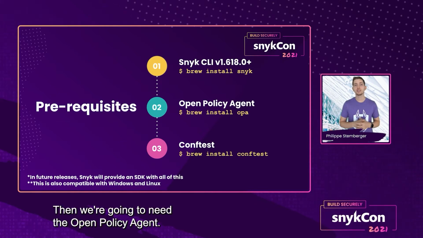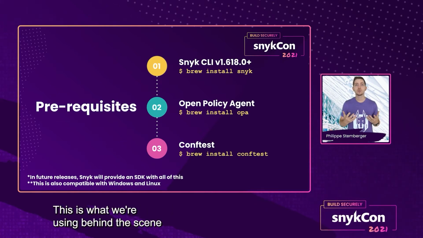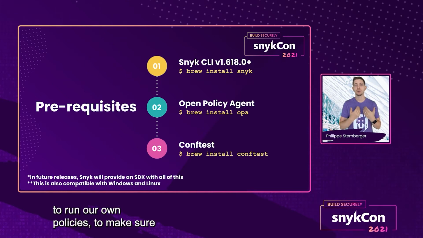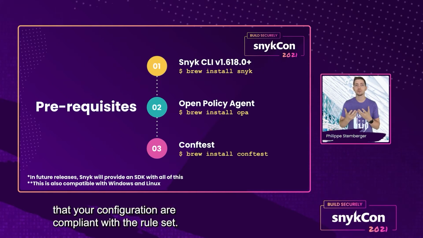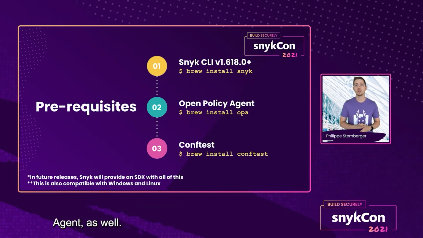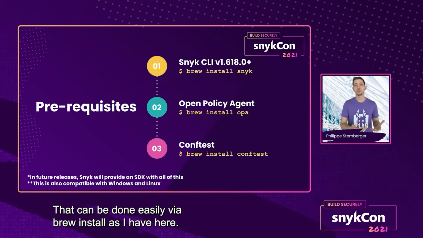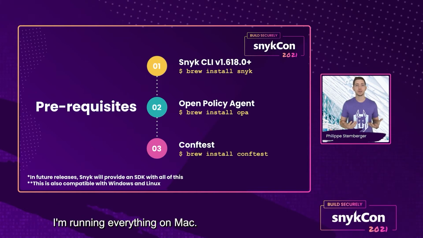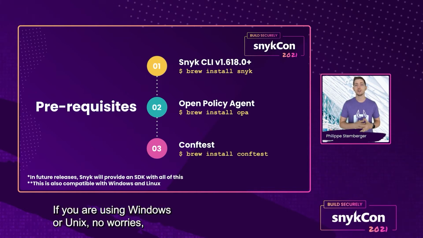Then we're going to need the Open Policy Agent. This is what we're using behind the scenes to run our own policies, to make sure that your configuration is compliant with the rule set. So we're going to need you to install the Open Policy Agent as well. That can be done easily with a brew install as I have here. I'm running everything on Mac. If you're using Windows or Unix, no worries, everything is completely compatible.